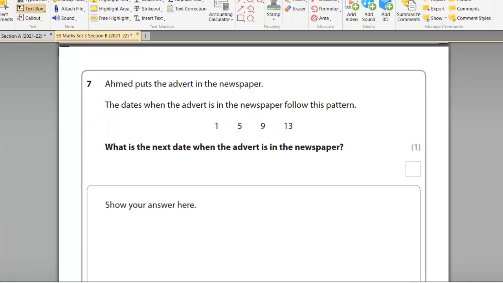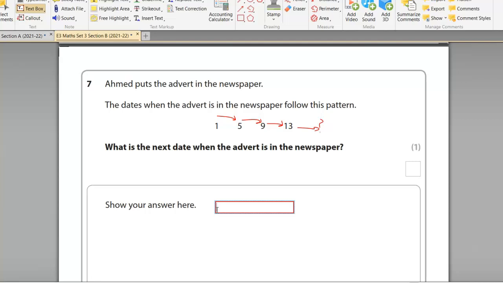Question 7. Ahmed puts the advert in the newspaper. The dates when the advert is in the newspaper follow this pattern. What is the next date when the advert is in the newspaper? So when we look at this pattern, we've got to identify what the pattern is. So it goes from 1 to 5, and then it goes from 5 to 9, and then it goes from 9 to 13.